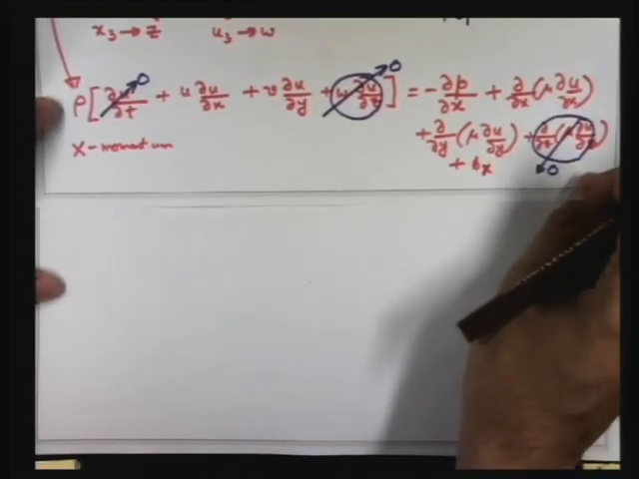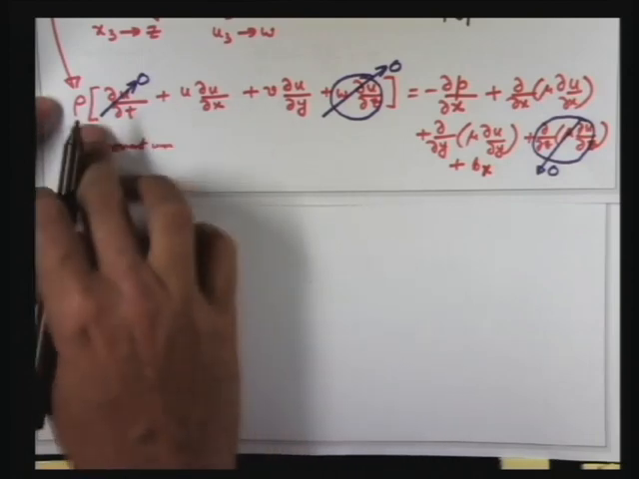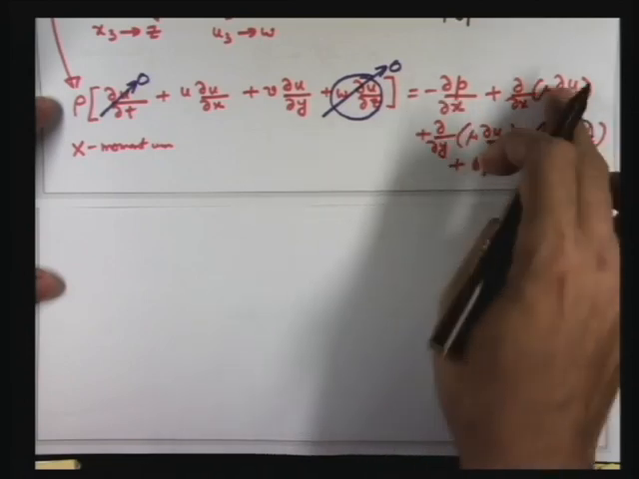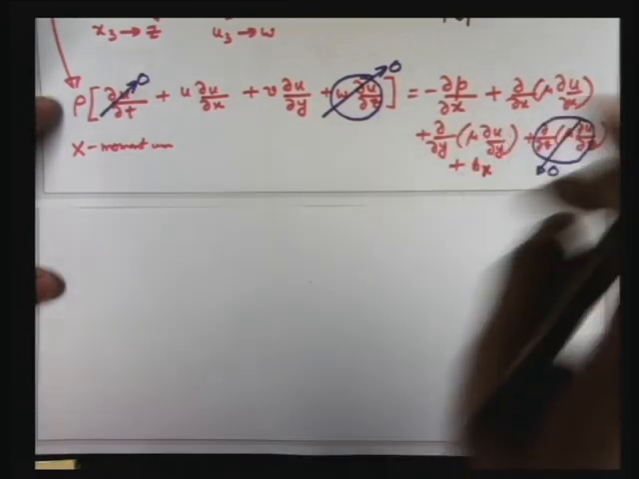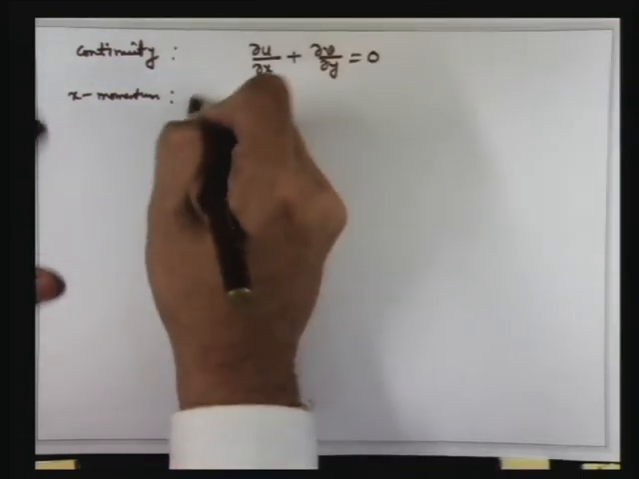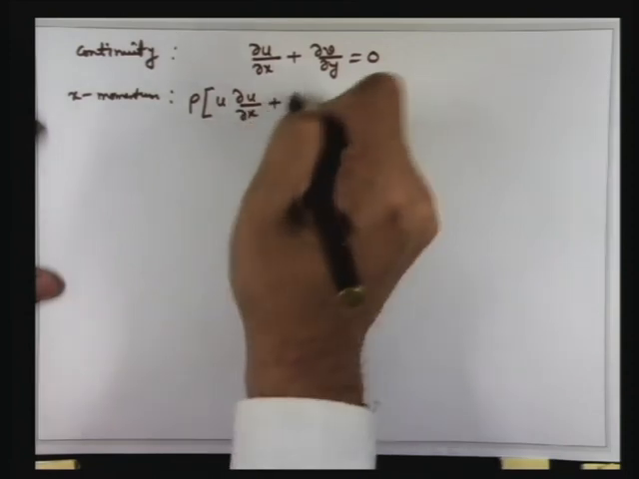Now the x momentum. You can see that in the x momentum you have rho times u del u del x plus v del u del y is equal to minus del p del x plus these two terms plus bx. So let us write that: rho u del u del x plus v del u del y.